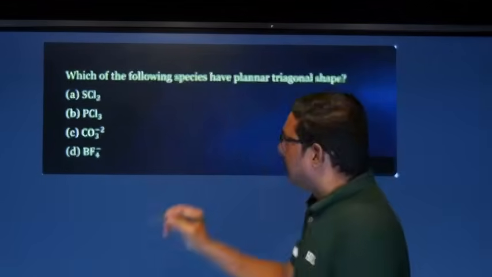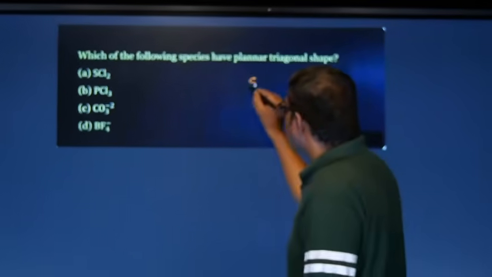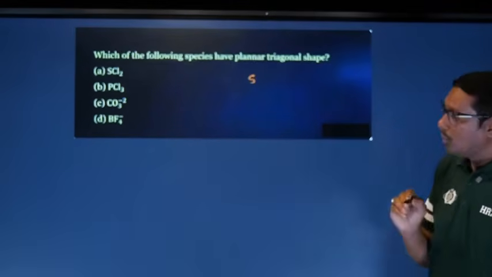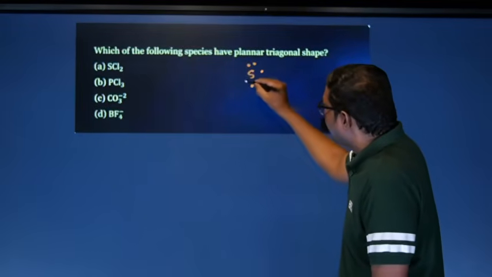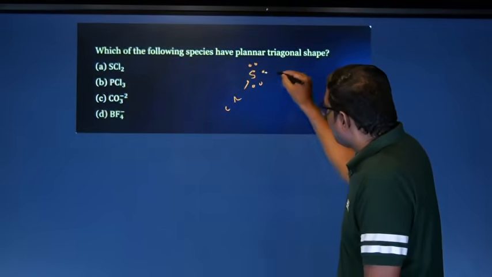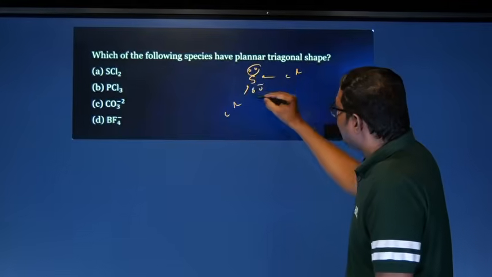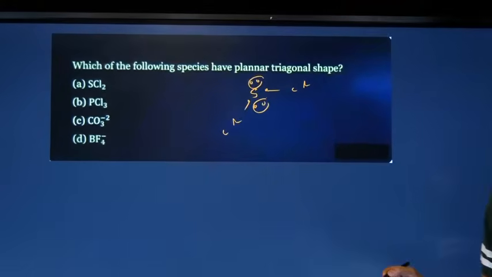If you go for option A, this is my sulfur, group number 6. That means you can take 6 electrons here. It forms 2 bonds. No doubt it has 2 lone pairs and 2 bond pairs, angular shape.